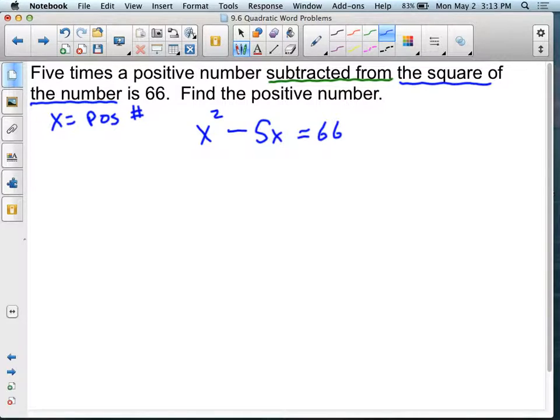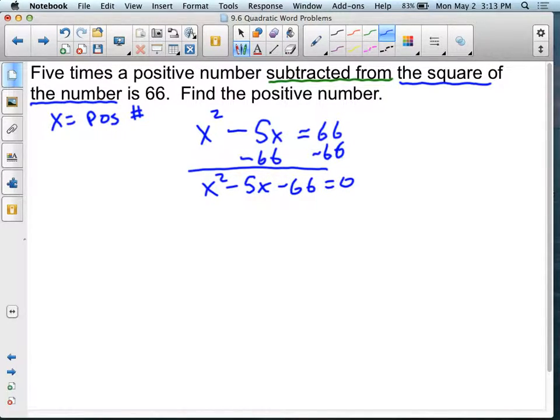So I think I might solve this one by factoring. Remember, there's a lot of different ways to solve equations. We can complete the square. We can do the quadratic formula. We can do factoring. For this one, I'm going to do some factoring. So first, I'm going to set it equal to 0. I get x squared minus 5x minus 66 equals 0.